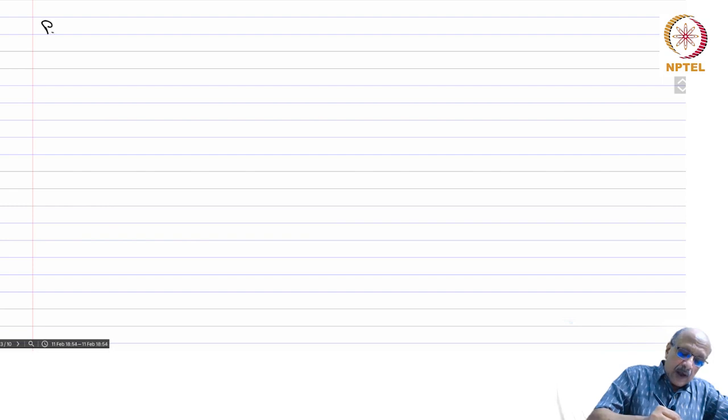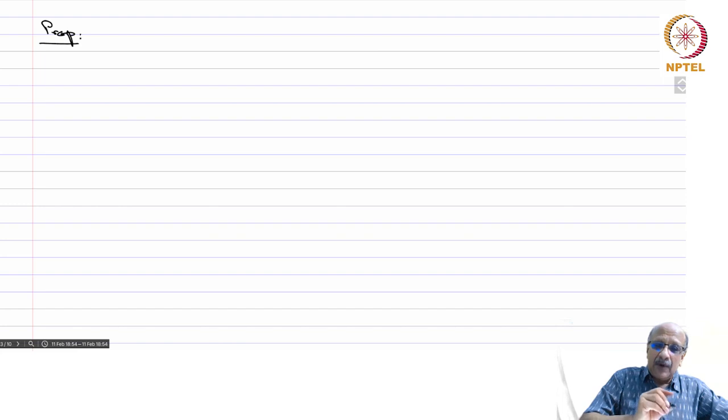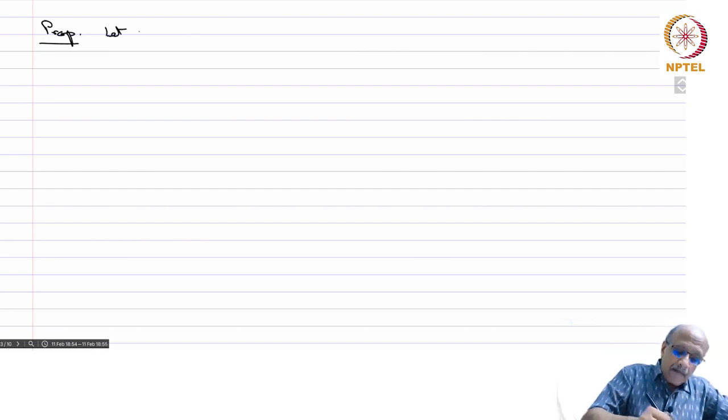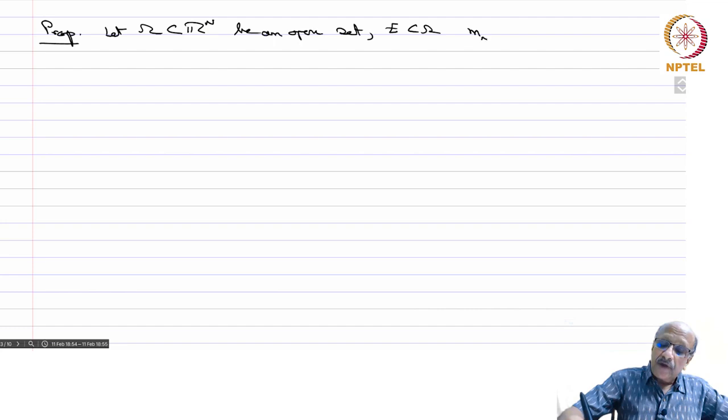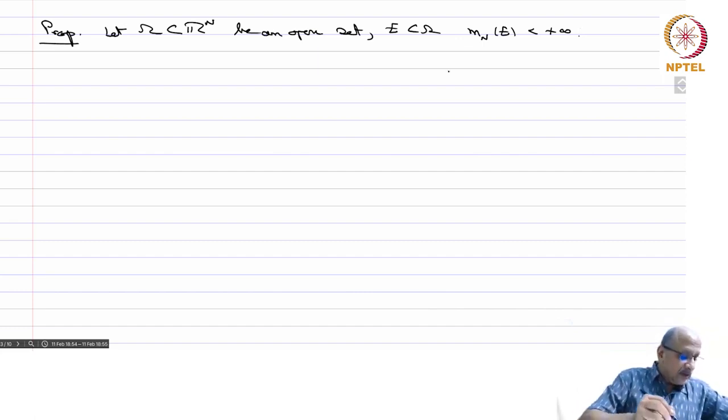So let us apply this. We will use this result repeatedly in a very important way later on. So now for the moment let us give an application using this thing. So let omega contained in Rn be an open set and E contained in omega, Mn of E finite. So it's a measurable set with finite measure. So when I say Mn of E, automatically I mean that the set is measurable.